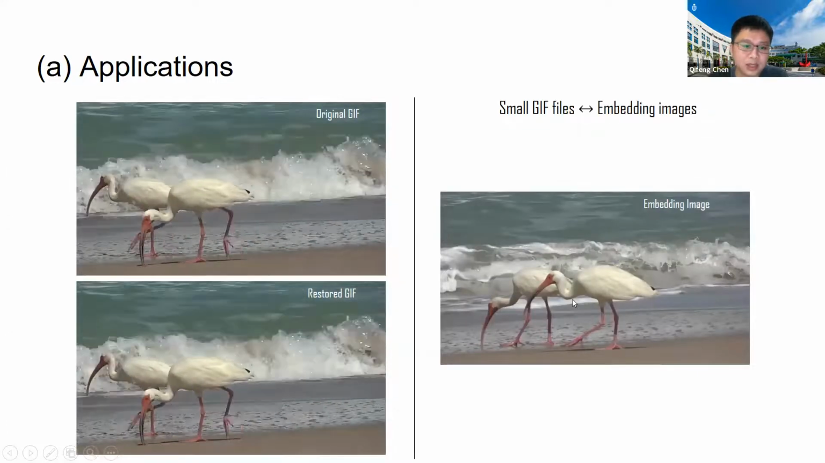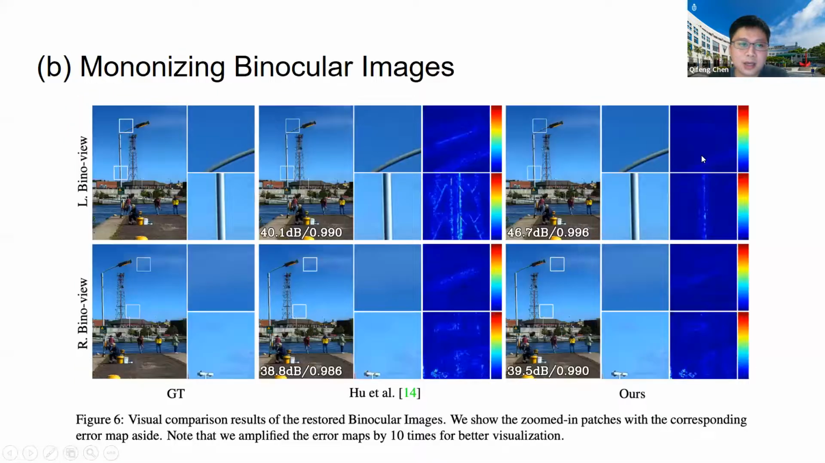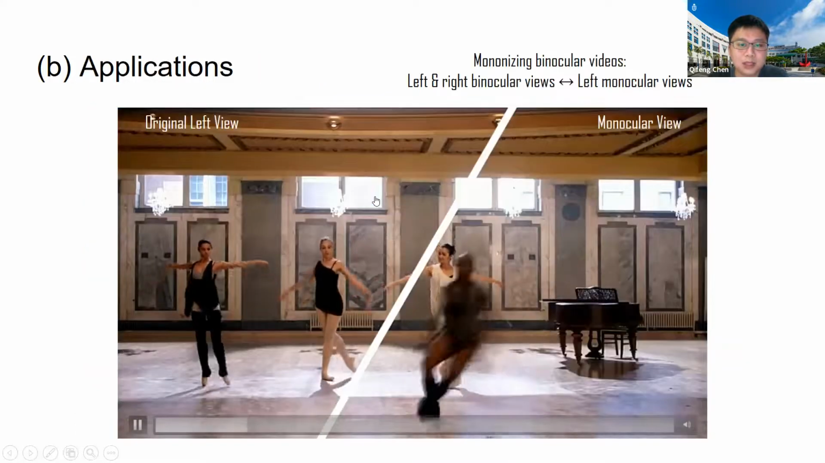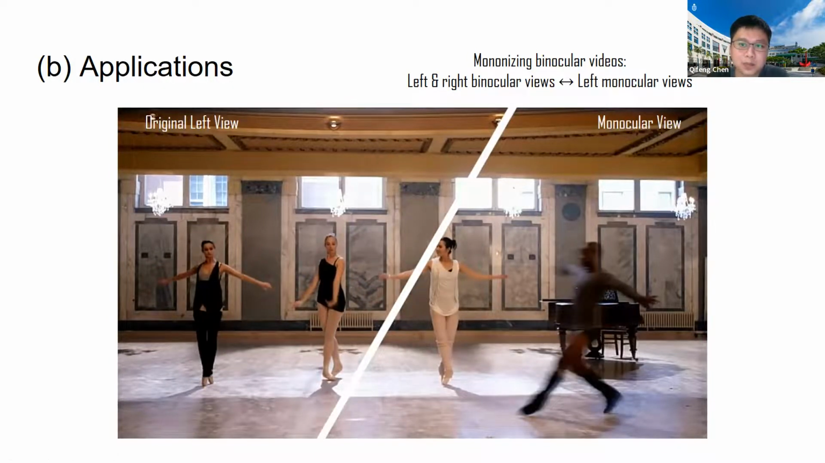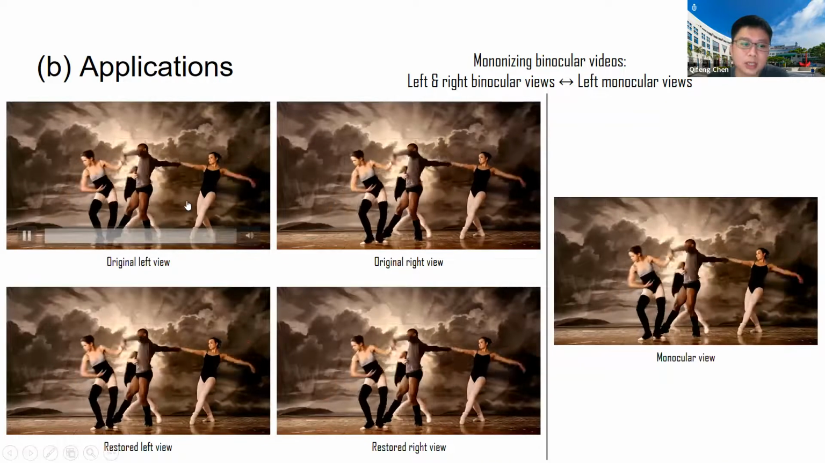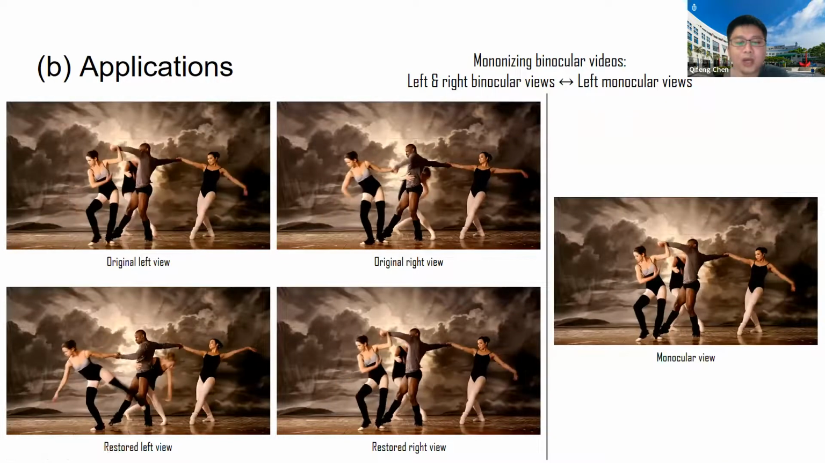We can also generate a GIF file from an embedding image. Actually this is quite similar to the video task. We can also do the monocularizing of binocular images as the prior work has done, and we also do better than their task-specific method. That means using the monocular video, we can generate the left view and the right view at the same time.